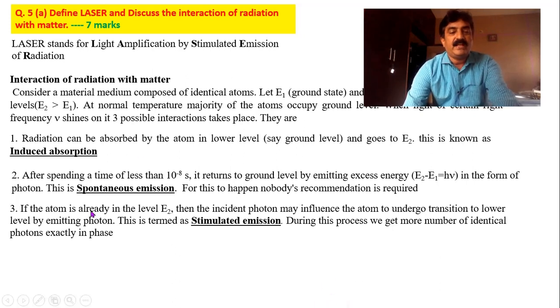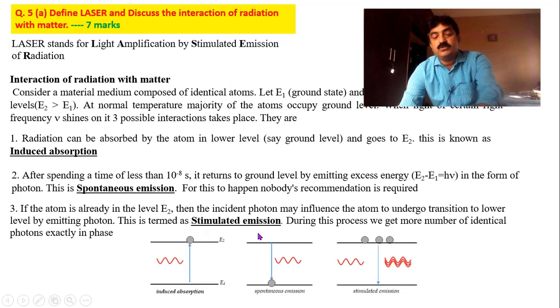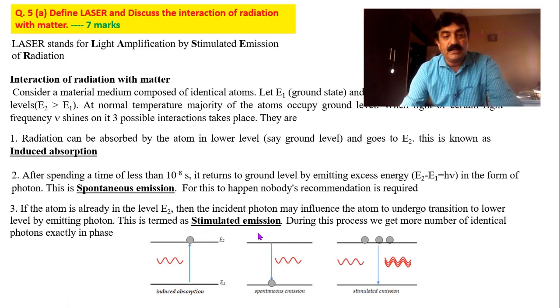If the atom is already in the excited level, that is very important. Atom must be in the excited state. Then the incident photon may influence the atom to undergo the transition. This type of influenced transition is known as stimulated emission. So these are the diagrams. First diagram, photon is incident, this wave structure is the photon incident, atom goes to higher level, induced absorption. After a brief interval of time, it will come down emitting the photon. This is spontaneous emission.